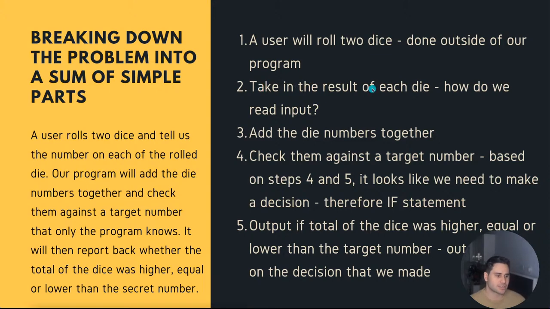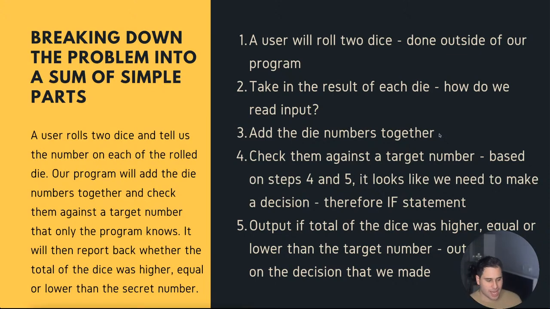We read the result of each dice. So how do we read the input? Everyone, how do we read input from a user in terminal? Scanf, exactly right. Exactly what we were doing with the temperature, scanf. So we know we can do that. All right, then we need to add the two numbers together. I think we know how to do that. We can use the plus operator. Perfect, we're happy.